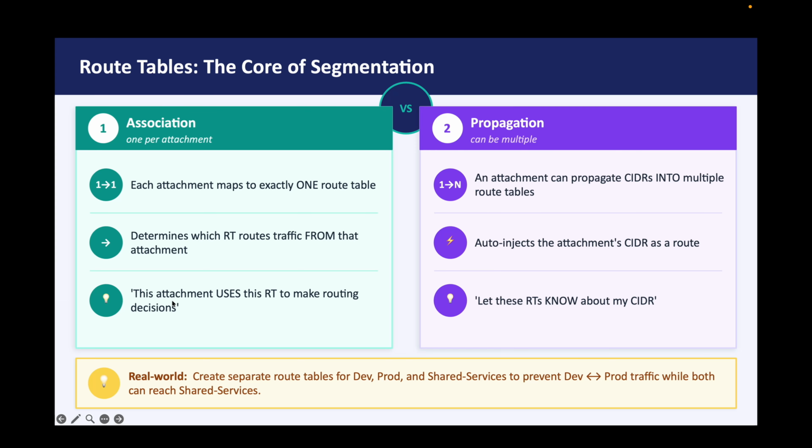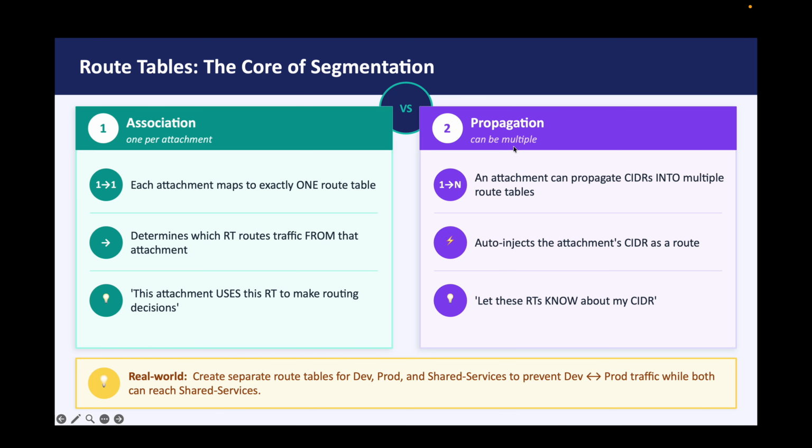The third one is that this attachment uses this route table to make routing decisions. Think of it like GPS. The prod attachment picks up the prod route table as its GPS map. Whatever routes are in that map, those are the only destinations prod can reach. If a route isn't in the prod route table, prod can't get there, period.